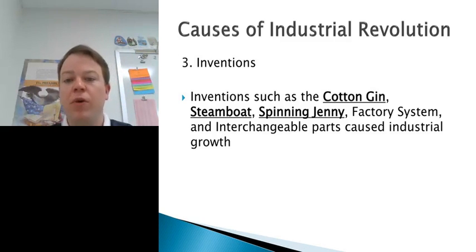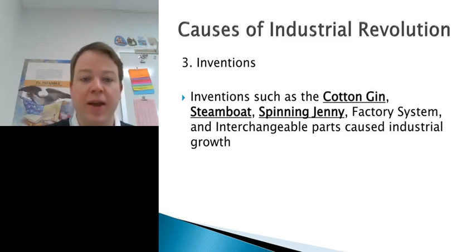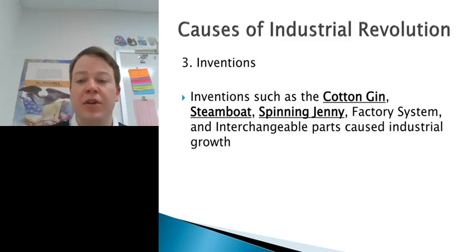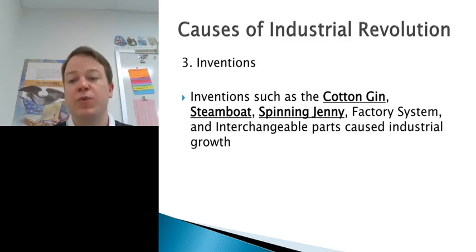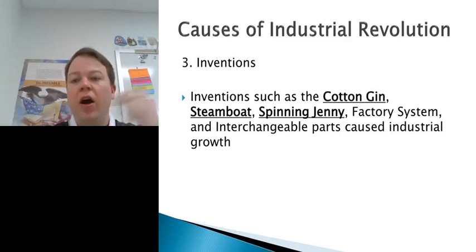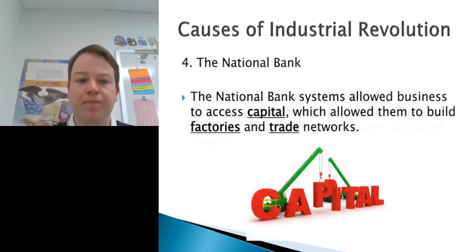If we're making more stuff, we also have to be able to ship that stuff. So the steamboat is going to help us in that way. The spinning jenny is going to help us turn all the cotton that we're getting from the cotton gin into cloth to be able to produce clothing and things of that nature. So as we go, you're going to see a lot of this happening, with all the stuff being causes, but also effects at the same time.